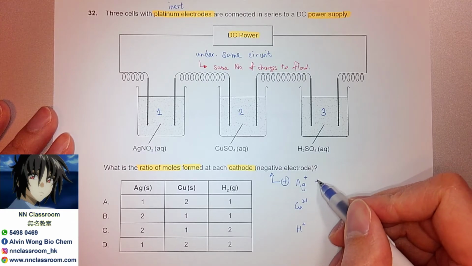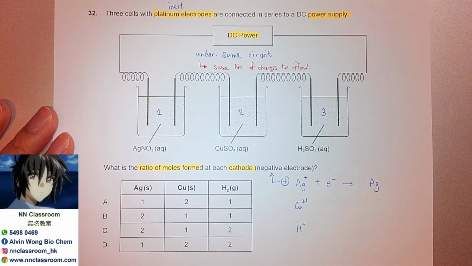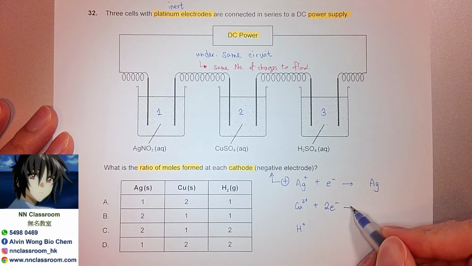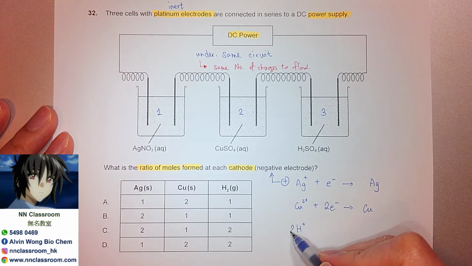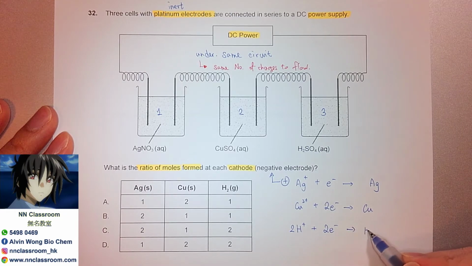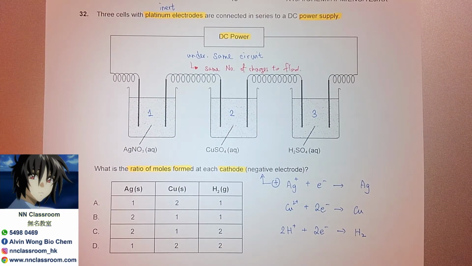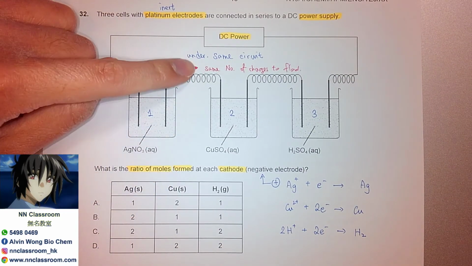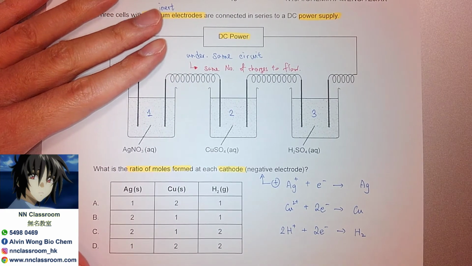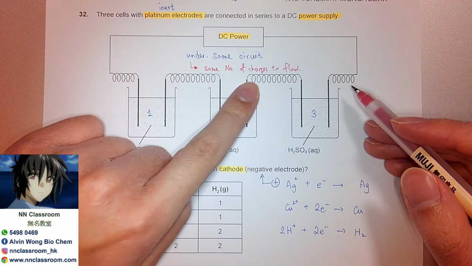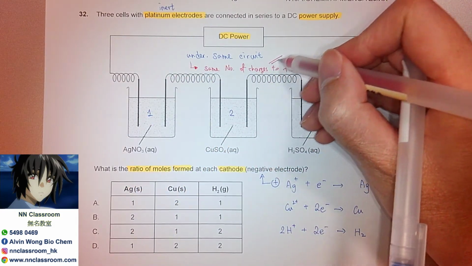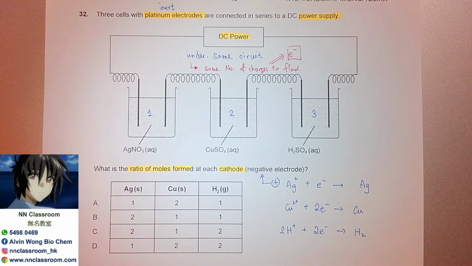For silver ion, we know it will be receiving electrons to become silver, and copper 2 plus will also be receiving electrons to form the copper metal, and finally the protons will be receiving electrons to form the hydrogen gas. These are the 3 equations that we should first illustrate and deduce. That makes sense, right? With this perspective, under the same closed circuit they share the same number of charges to flow, and this implies electrons. So these 3 half equations within this closed circuit should share the same number of electron flow as well.